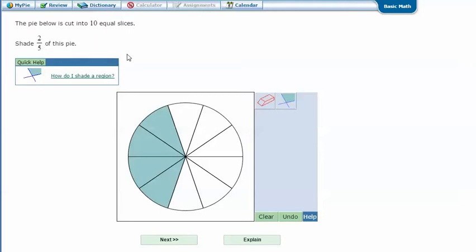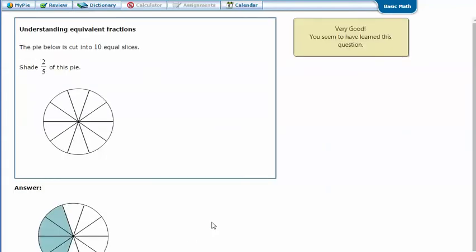5 times something equals 10. Well, 5 times 2 is 10. And 2 times 2 in the numerators would be 4. So 2/5 and 4/10 are equivalent fractions. And click Next. And it says that I got the correct answer.